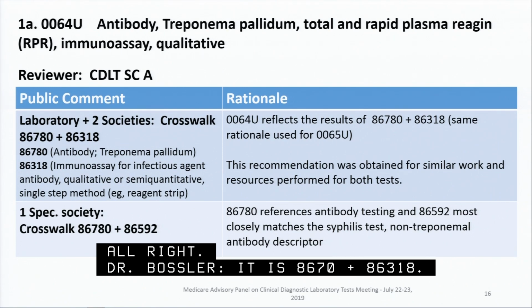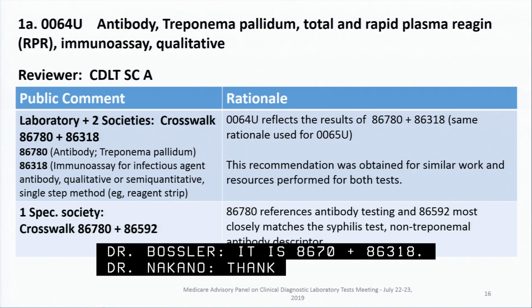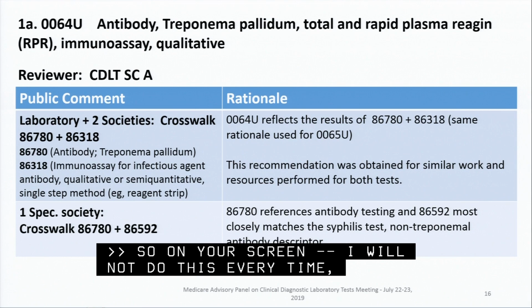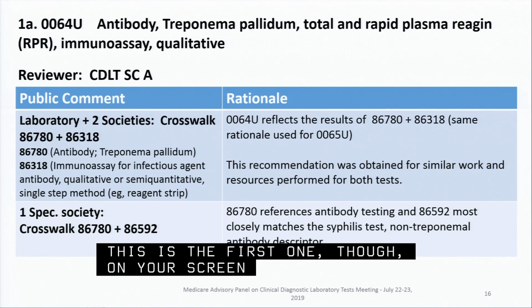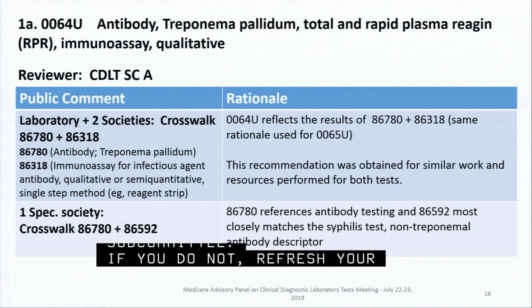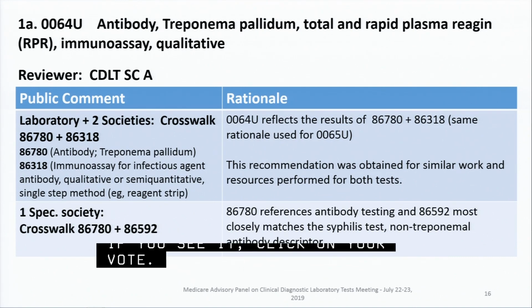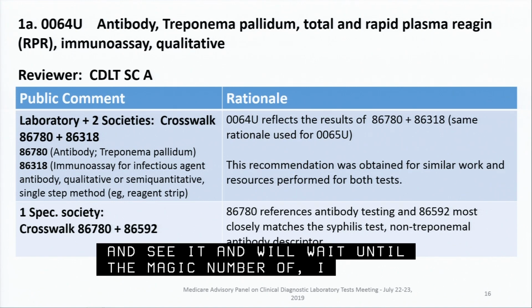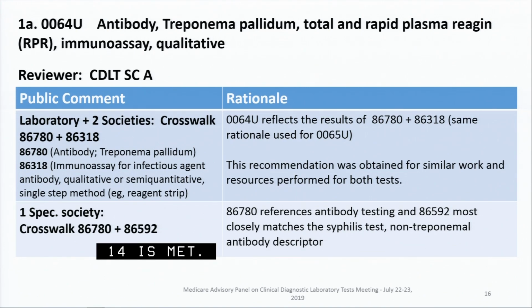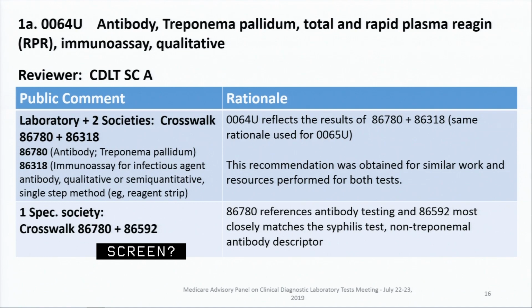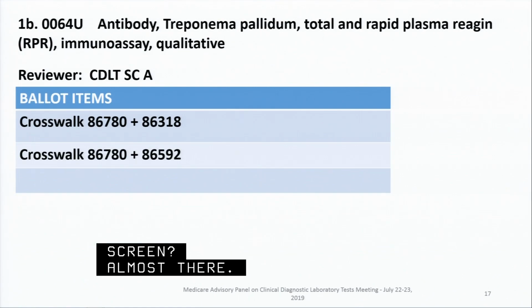Yes, so on your screen, I won't do this every time, but just since this is the first one, on your screen you should see the code, the various options. You should see the recommendation from the subcommittee. If you don't, go ahead and refresh your screen. But if you do see it, then go ahead and click on your vote. I'm able to tally the results and see, and we'll wait until the magic number, I believe, of 14 is met. So I click on that. Does anybody not see it on their screen? We're almost there. That's it. We're all in.